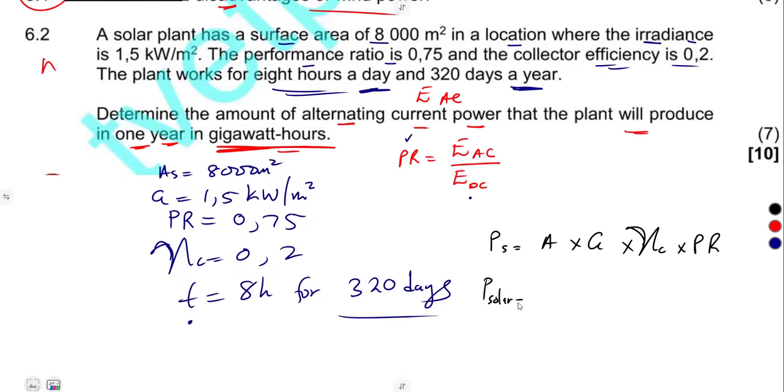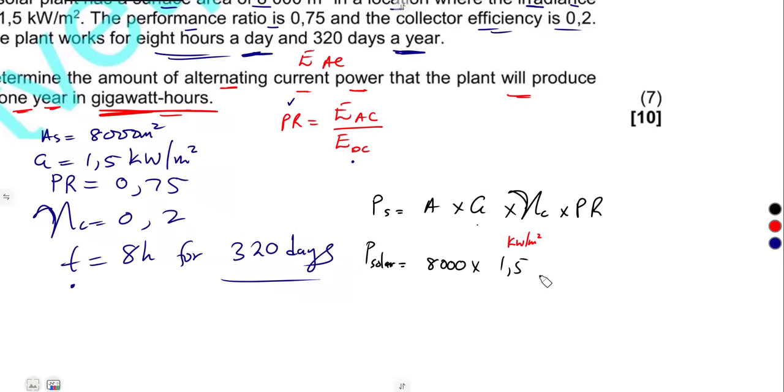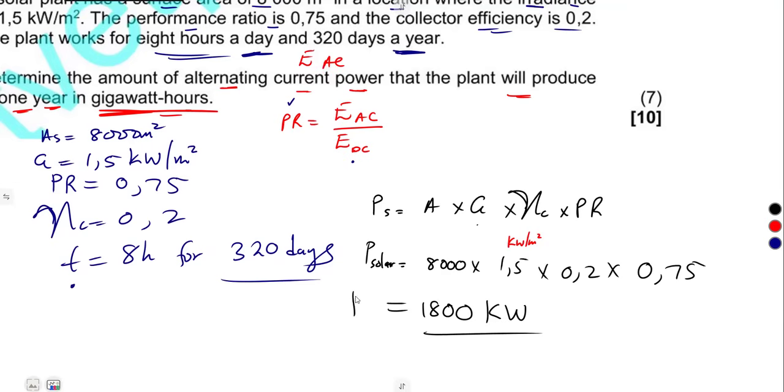So our solar power is going to be the surface area in square meters, 8,000, the G value, 1.5, that's kilowatt per square meter. So our answer is going to be in kilowatts for the power. Efficiency 0.2, the PR value 0.75. So we are going to have the solar power of 1,800 kilowatts.